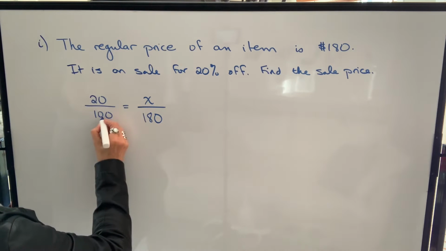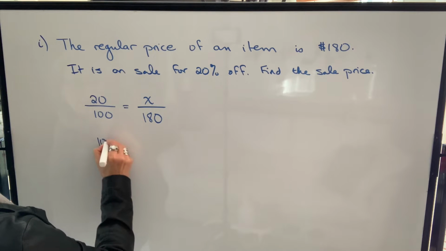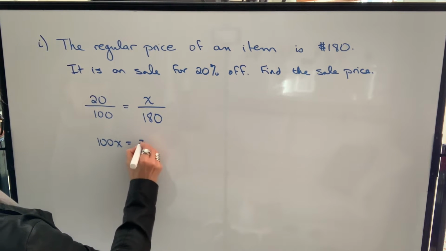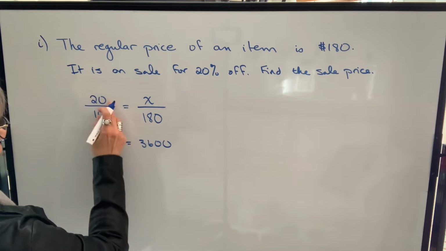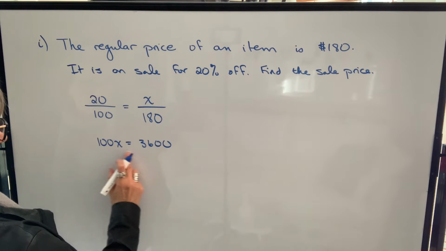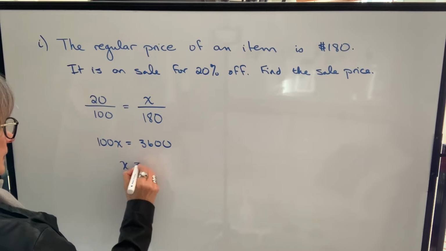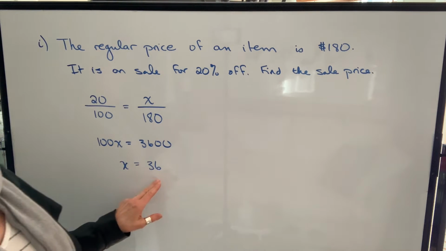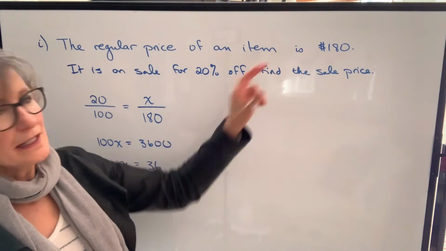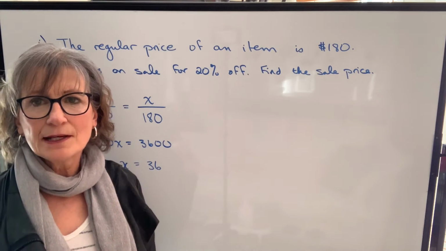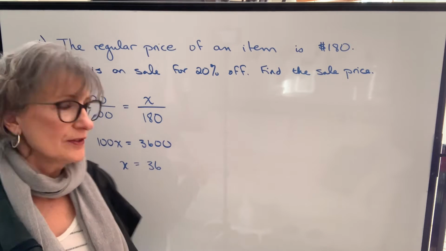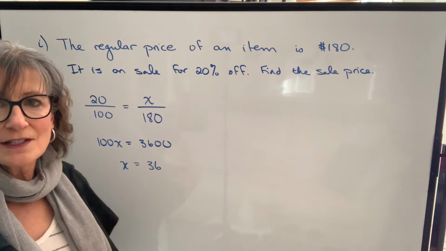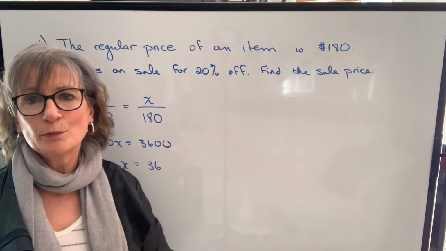We cross multiply, so 100 times x will equal 3,600. 20 times 180. Divide both sides by 100, and we get 36. So that means that 20% of 180 is $36. So that means our item is discounted $36. But that's not the sale price. That's the amount it will be reduced.